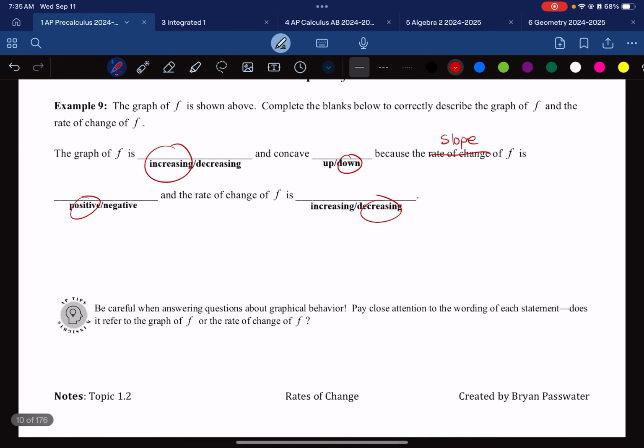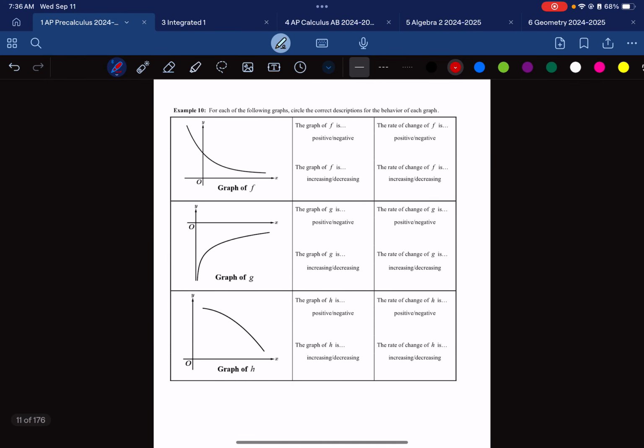All right, and yeah, we have from Mr. Bryan Passwater, AP tips: be careful, because you have to pay attention to the wording of each statement. Is it talking about the graph of f? Is it talking about what's known as the height? Is it talking about the height, or is it talking about the rate of change of f? Is it talking about the slope? And those keywords are really, really going to make a difference. All right, I think this is the last example that we have for today.